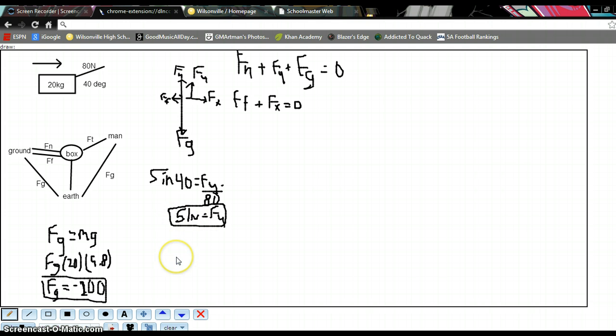And then you use cosine to get Fx. So we'll do the cosine of 40 equals Fx over 80. Cosine of 40 times 80. So Fx equals 61 newtons.